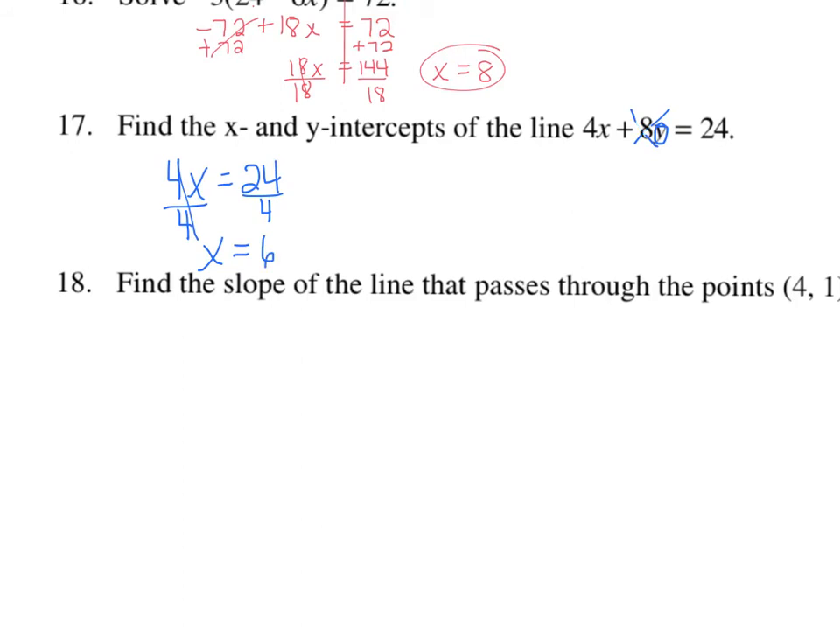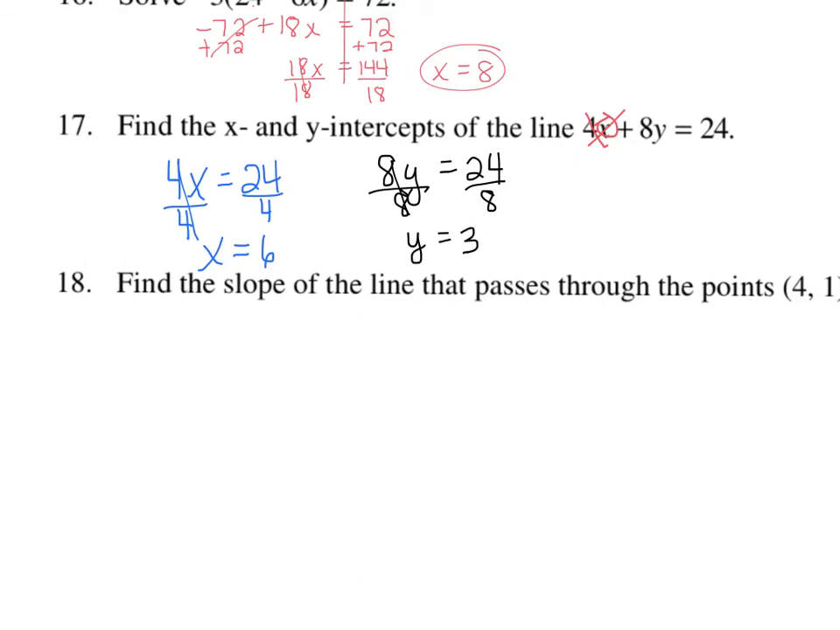Next, we're going to do the same thing, except we're going to plug the 0 in for x. So 4 times 0 is going to cross that out, and we have to solve 8y equals 24. So when we solve for y, we get 3.